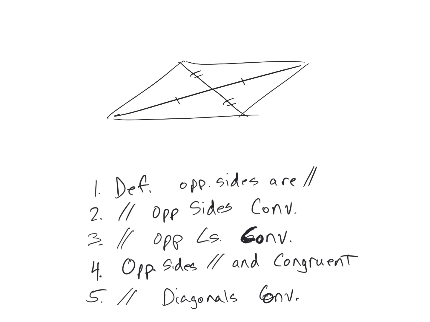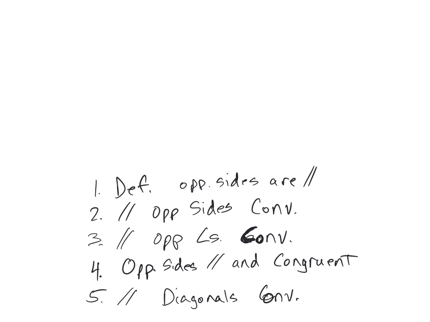Okay, so give you a second to think about it. It is number 5. The diagonals bisect each other. That's what the parallelogram diagonals converse theorem states. If your diagonals are bisecting each other, then it's a parallelogram. All right, let's erase that and do another one. Pretty simple so far.